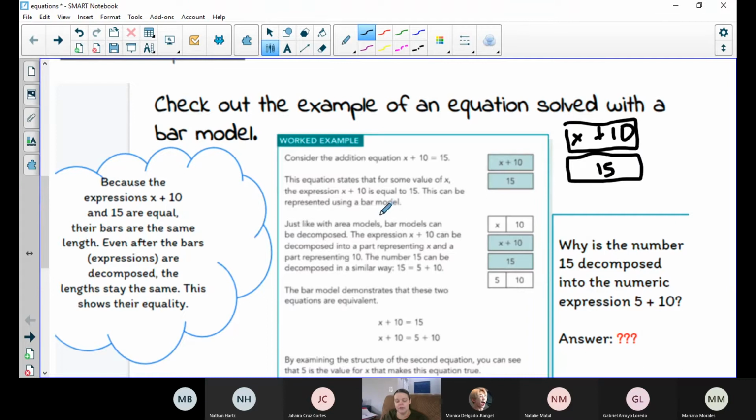Just like with area models, bar models can be decomposed. Decomposed means we're going to break them apart, okay? So I can take my X plus 10 and I can decompose it into the two different terms, X and 10. So decompose means I'm just breaking it apart. And then I'm still going to have my total. So X and 10 gives me X plus 10. This is all equal to 15.